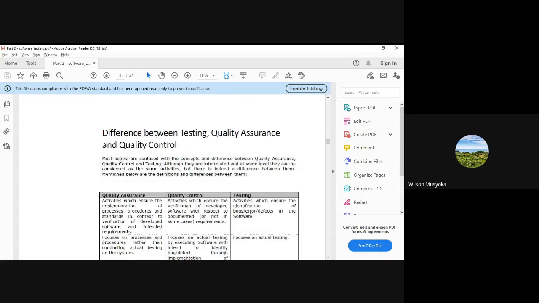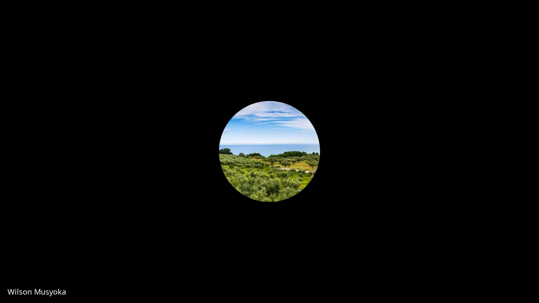And then before we go to checking the difference between testing and quality assurance, now let me go back to the presentation which I needed us to look at. So this is what we needed to look at.